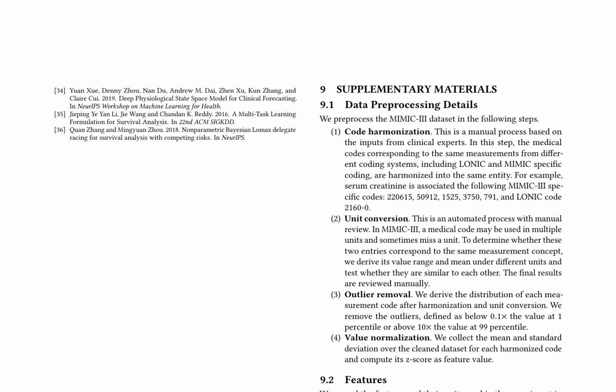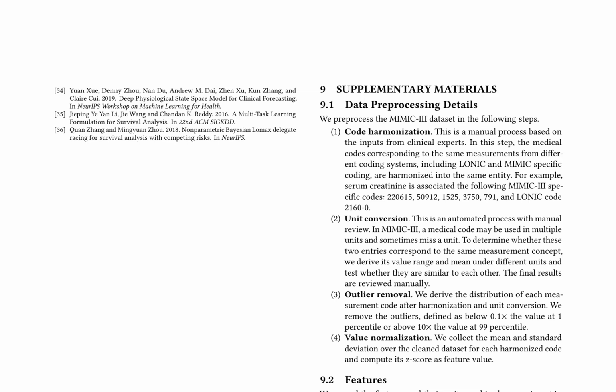The MIMIC-II dataset undergoes extensive preprocessing, involving code harmonization, unit conversion, outlier removal, and value normalization. Code harmonization entails manual alignment of medical codes corresponding to the same measurements from different coding systems, ensuring consistency across datasets. Unit conversion is automated with manual review to maintain uniformity across measurements. Outliers are identified and removed based on their deviation from the 1st and 99th percentiles of the distribution for each measurement code, thereby minimizing the impact of anomalous data points.